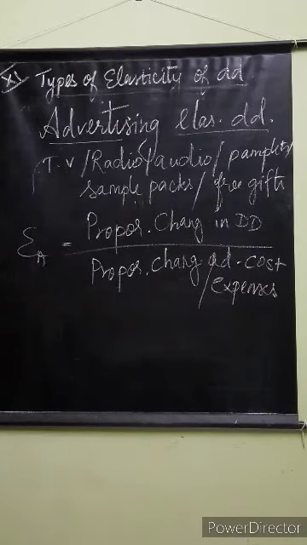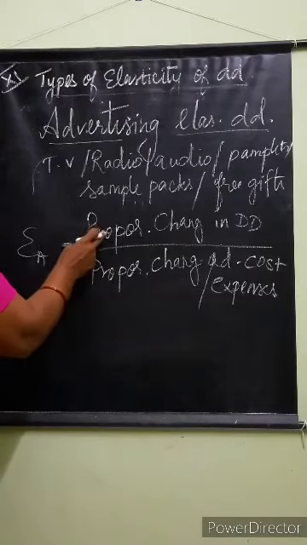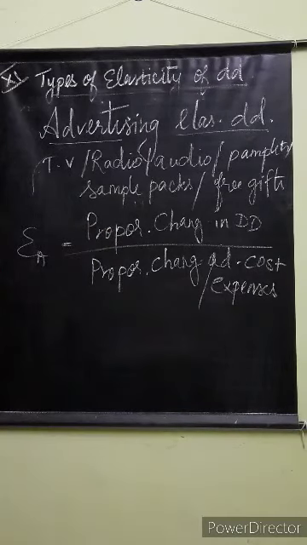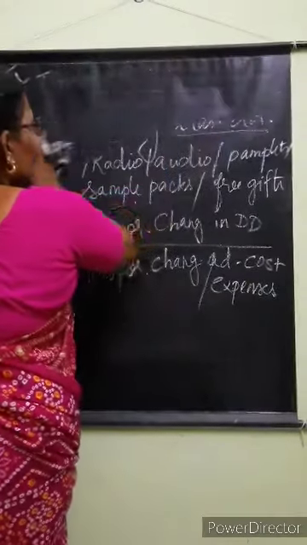Advertising elasticity of demand is nothing but the proportional changes in the quantity demanded due to the changes in advertising expenses. Because of the advertising expenses, how much has the demand changed, how far has the demand increased or decreased? Usually the advertising cost will increase the demand. So how much has it increased because of advertising? That is advertising elasticity of demand. Do you understand, girls? Only four types we have learned.